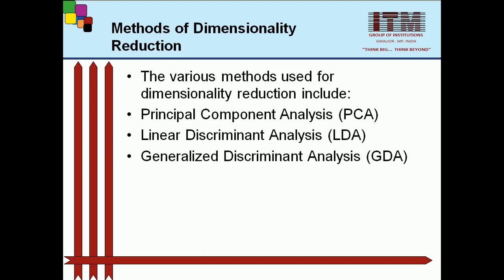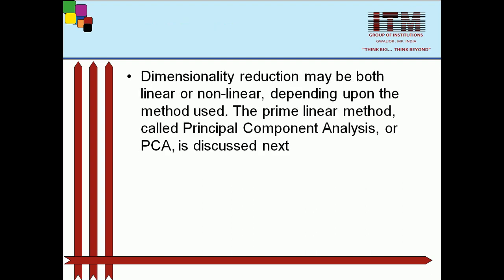There are various methods for dimensionality reduction, which include principal component analysis, linear discriminant analysis, and generalized discriminant analysis. Dimensionality reduction may be either linear or non-linear, depending upon the method used. What is the method used? That determines which type of dimensionality reduction will be performed, linear or non-linear. The prime linear method, called principal component analysis, is discussed next.